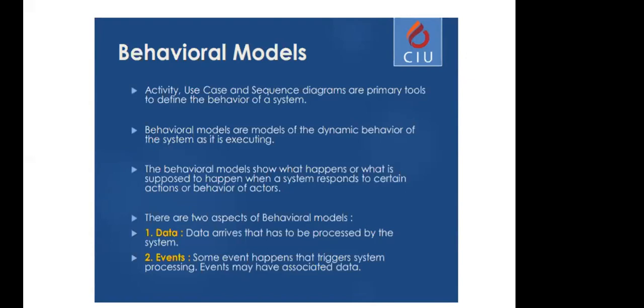So you can think of data as the system input and the output, and the processes that happen are called the events, or they trigger events as an output of data being processed. This is the core of all behavioral models, such as activity, use case, and sequence diagrams. So whenever you have to deal with any of these three diagrams, you need to make sure that your data will be processed, and this will generate some events.